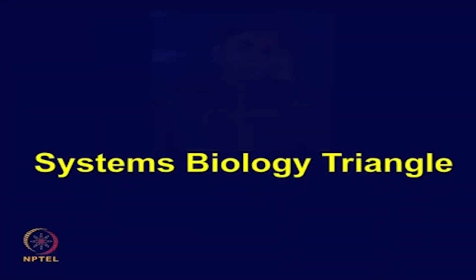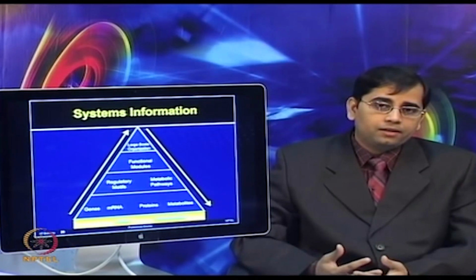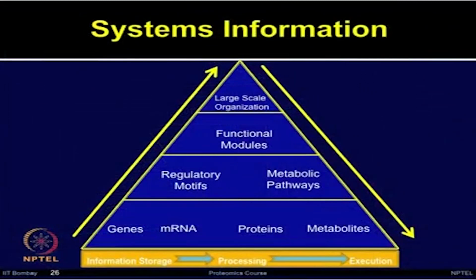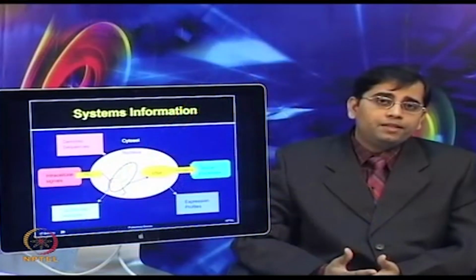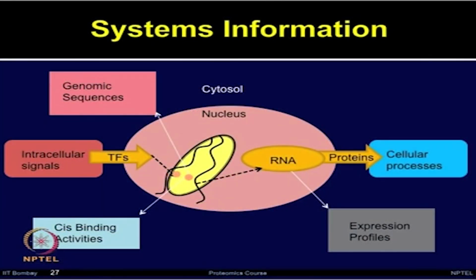What is the systems biology triangle? So, first of all, the system's information is generated at various levels. As we have discussed, starting from genes to mRNA to proteins to metabolites, or identifying regulatory motifs, metabolic pathways, functional modules and different large scale organizations. This information has to be stored, processed and further executed to identify the system level information. Even the simplest systems such as a cell can be linked with various properties. Its genome sequences of different molecules, intracellular signals, transcription factors, different types of cis binding activities, the expression profiling of RNA and proteins and different types of cellular processes.